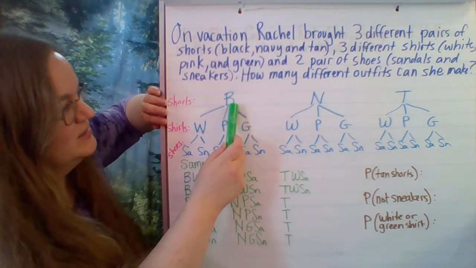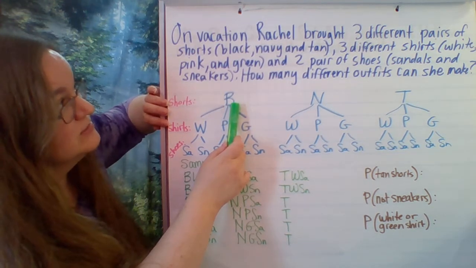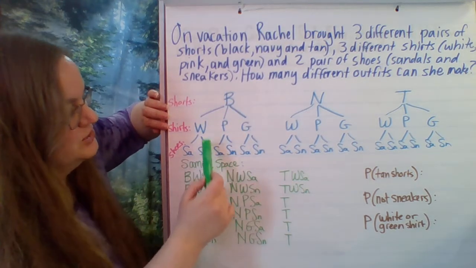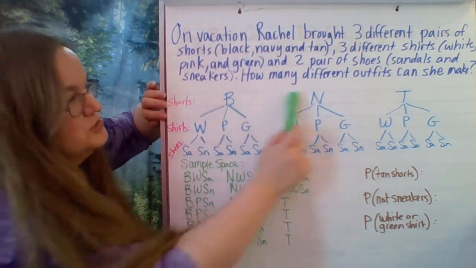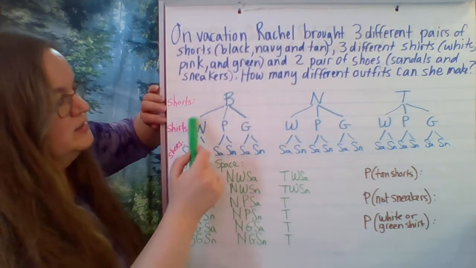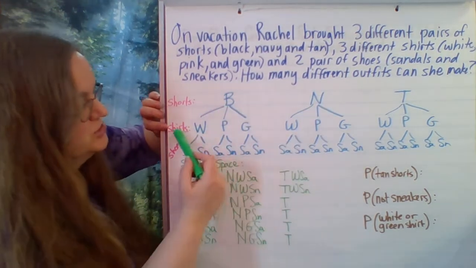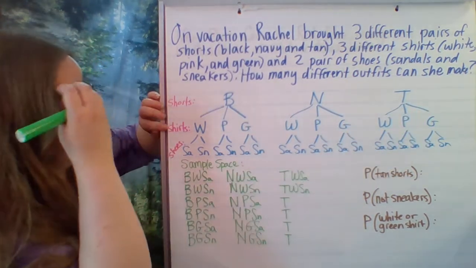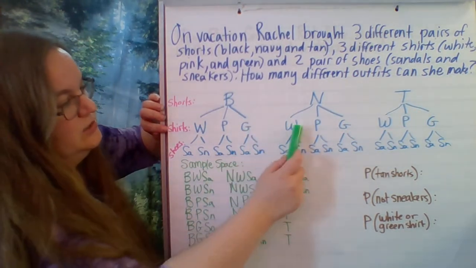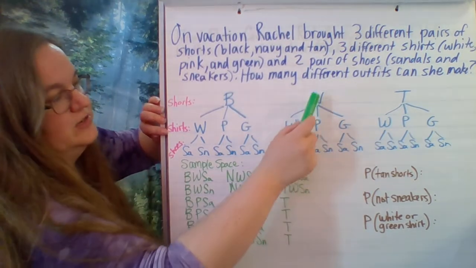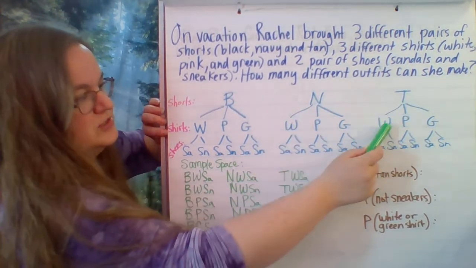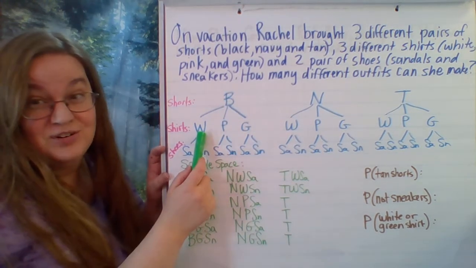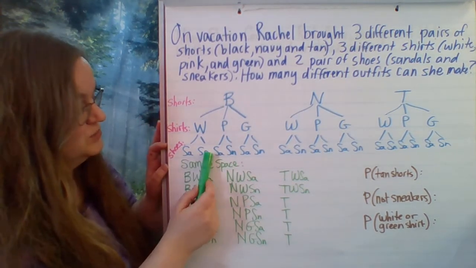But if you look, I could have black shorts with a white shirt and sandals, or black shorts with a white shirt and sneakers. The first row represents the shorts, and then there are 3 possibilities for shirts. So you notice that there's 3 branches off each of the types of shorts. And so I have white, pink, and green, white, pink, and green, white, pink, and green. So if I get navy shorts and white, or tan shorts and white, and etc. And then depending on whatever short and shirt I get, I have 2 possibilities for shoes.